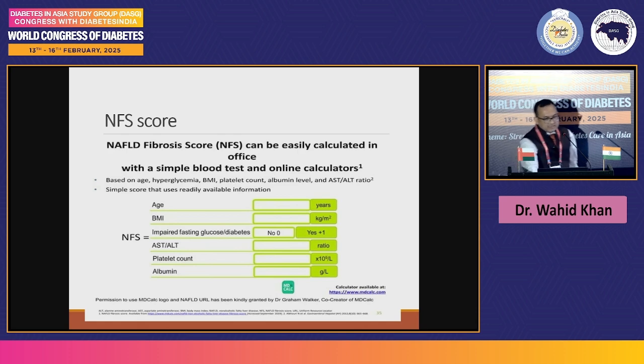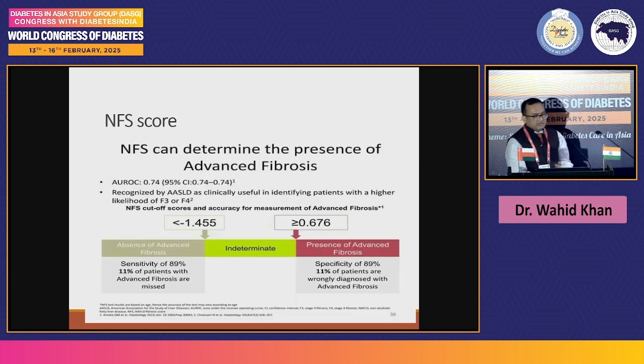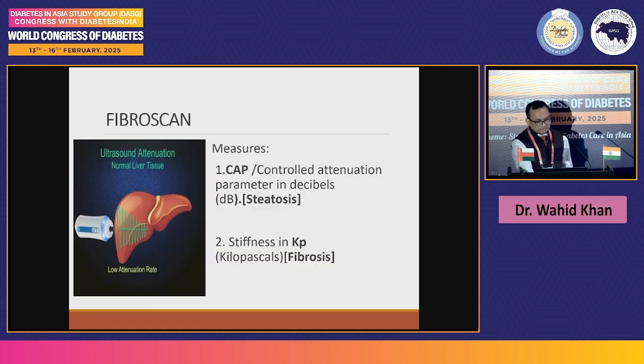And similarly, the NAFLD fibrosis score is calculated in addition to AST, ALT and platelet count. We take into consideration the BMI of the patient, albumin levels, and diabetic status of the patient. The threshold values of minus 1.455 to more than 0.676 have been suggested to be sensitive and specific enough to diagnose a patient of advanced liver fibrosis.